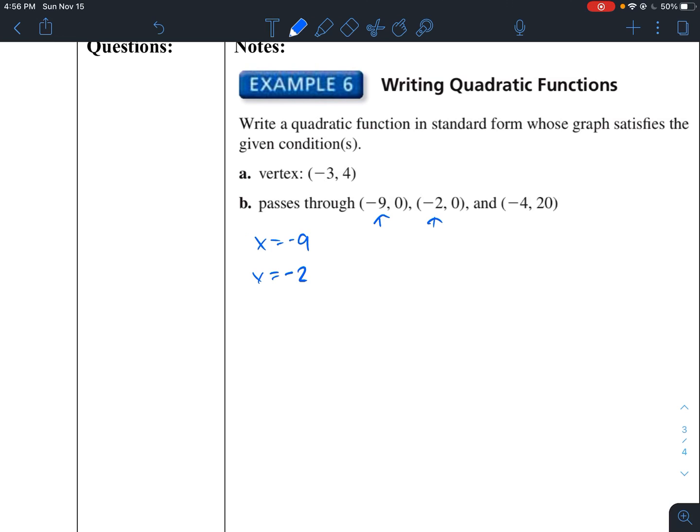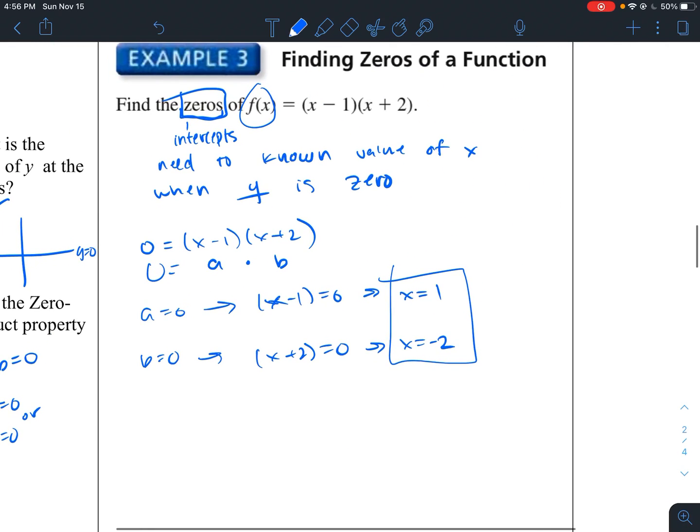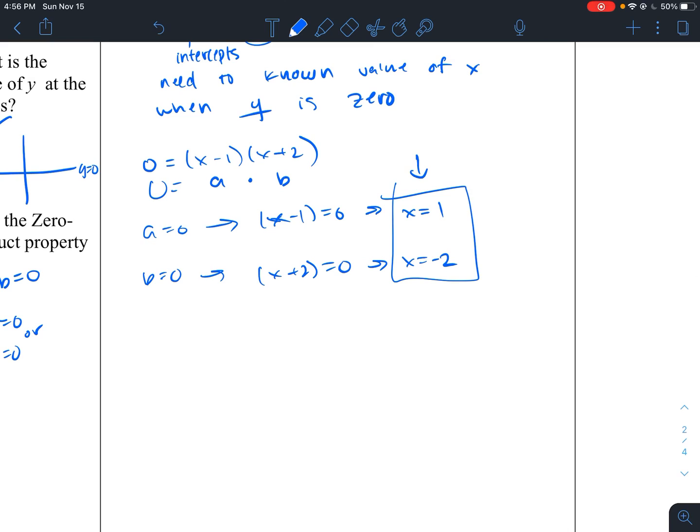Okay? Knowing that, I'm going to work backwards. See up here, we ended here, and we got this from solving for x. So these are factors right here. This is what you call factors. These are zeros.